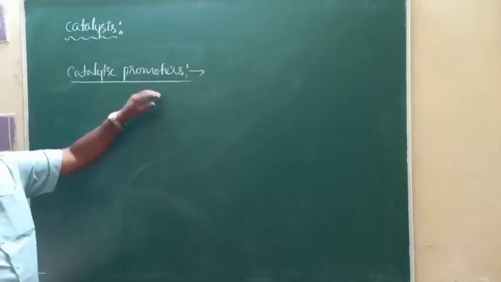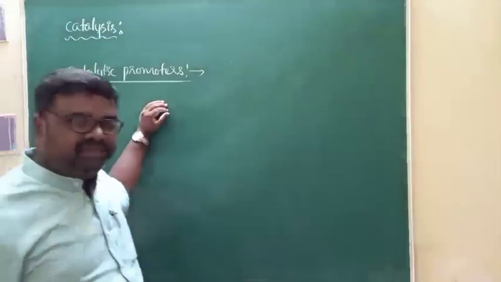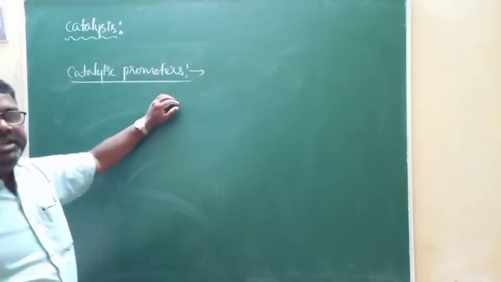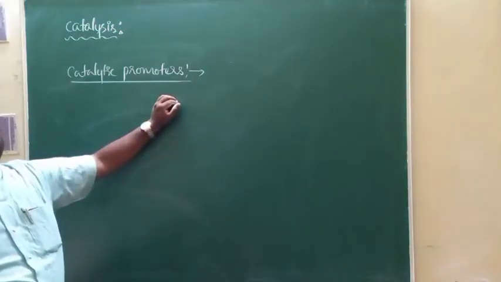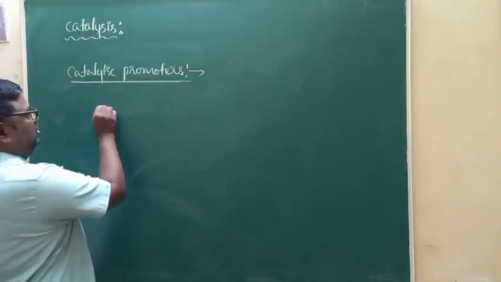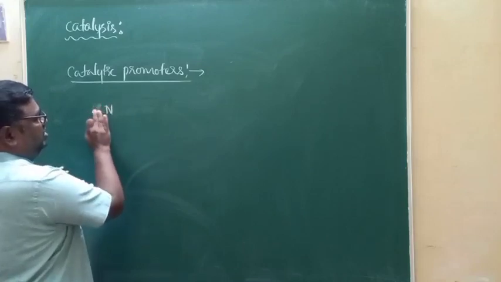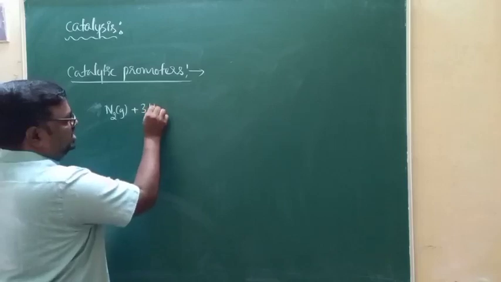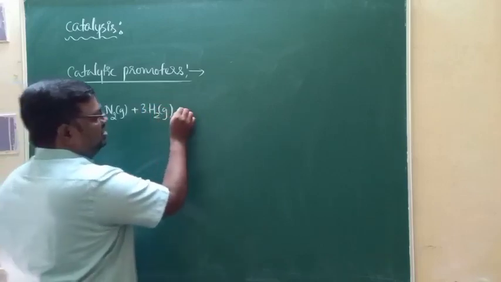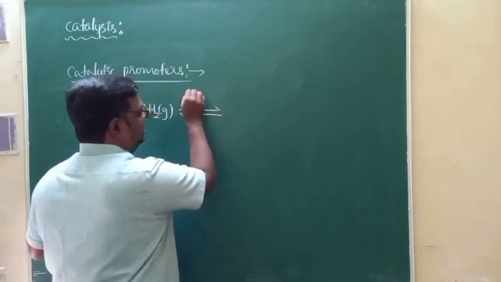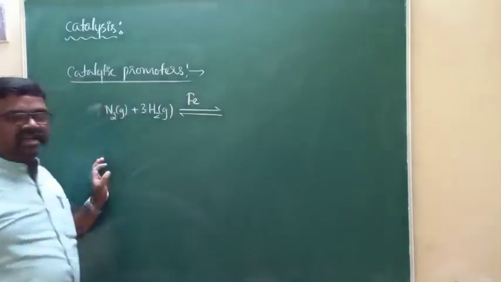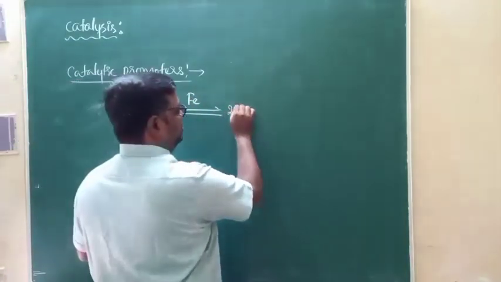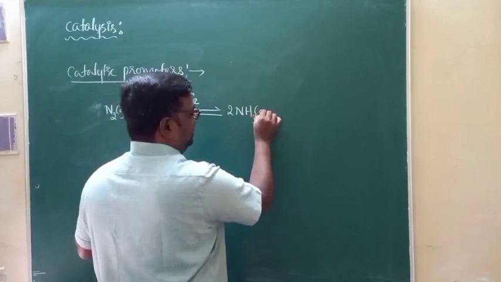As far as catalytic promoters are concerned, these are the substances which increase the activity of a catalyst. They are called catalytic promoters. For example, you studied the manufacture of ammonia by Haber's process. Look at this. The reaction between nitrogen and hydrogen is catalyzed by finely divided iron catalyst, and that leads to the formation of ammonia gas, right?